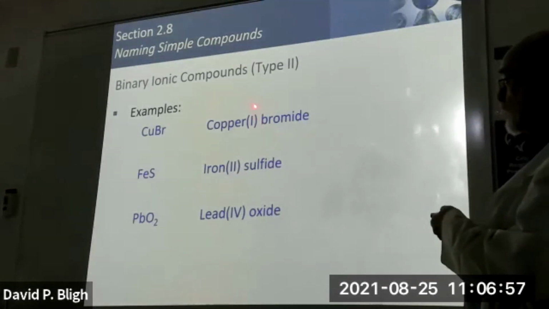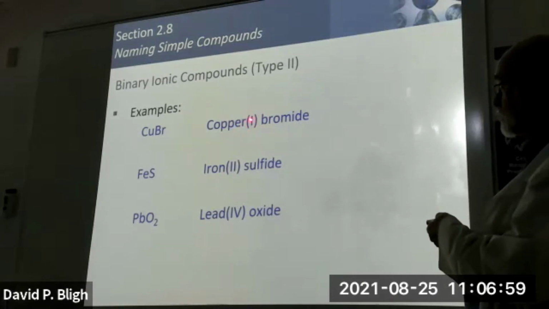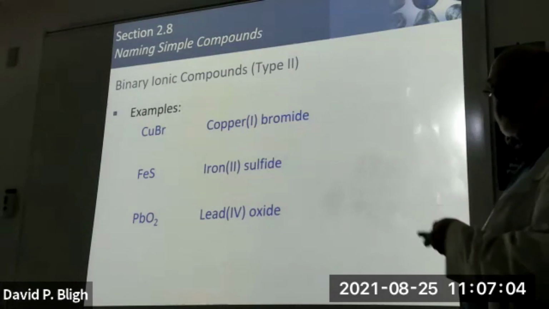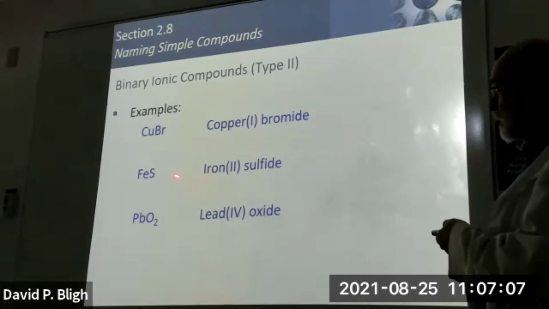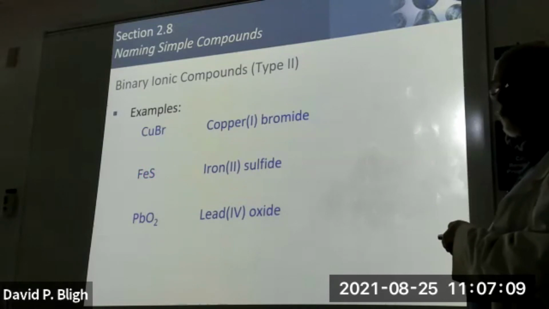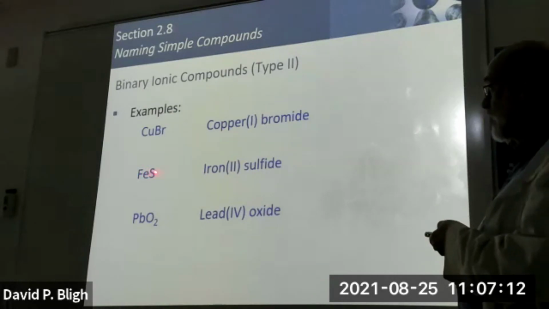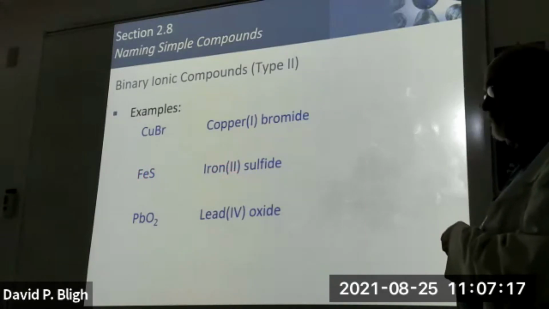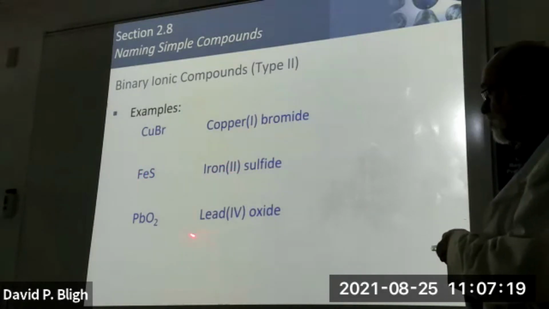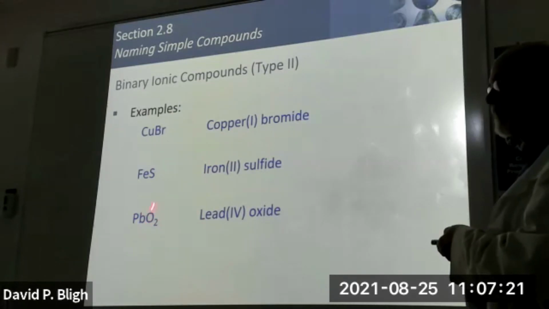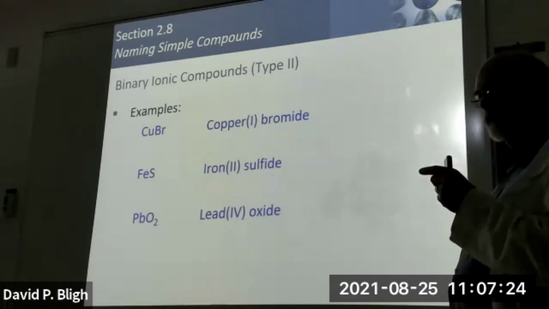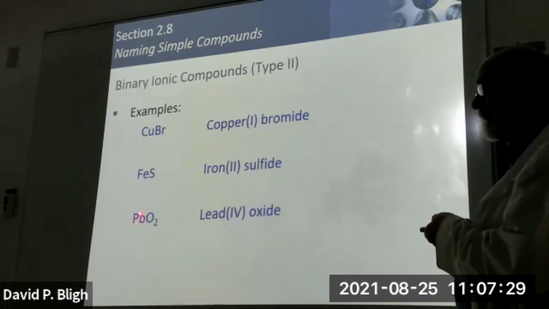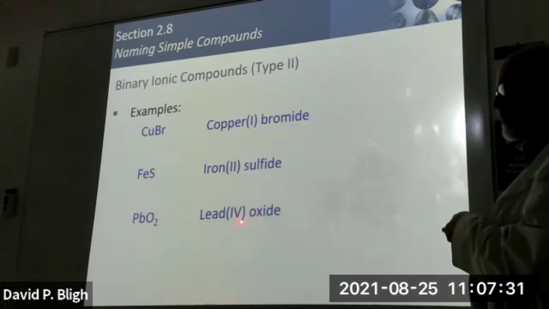So copper can be 1 or 2, so we have to say, what is it? Well, in this case, bromine is a -1 charge and there's only one of them. So copper has to be a +1. Sulfur is in the chalcogen group, it's a 2-, so iron has to be a 2+. So if there's only one of each, that logic has it. Here we have chalcogen, oxygen, with a 2- and you got 2 of them. So there's 4 minuses that have to be balanced, but you've only got 1 lead. So it has to be a +4 charge.